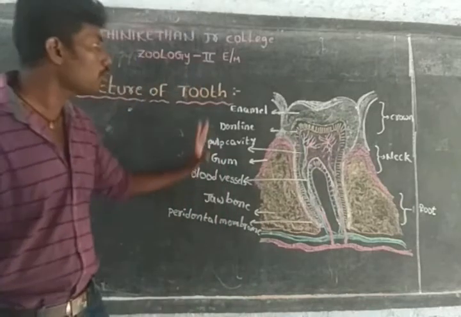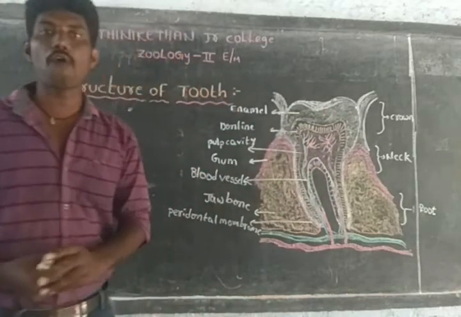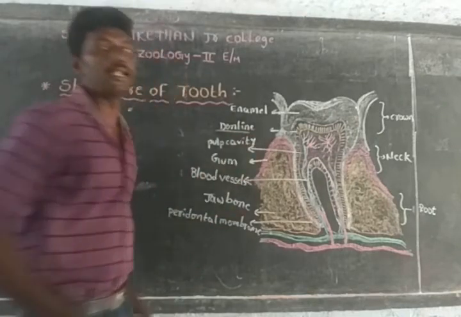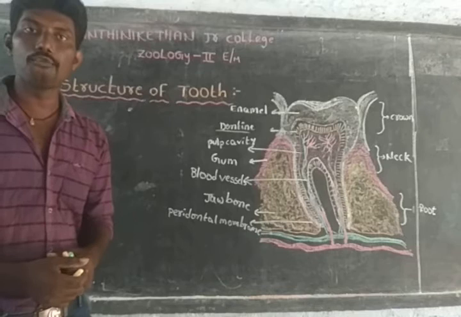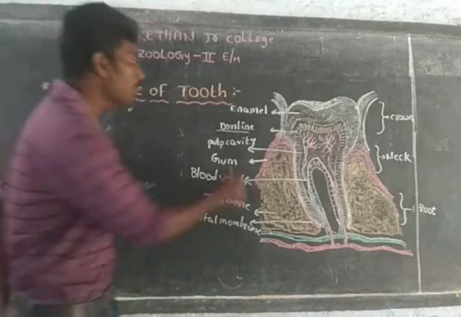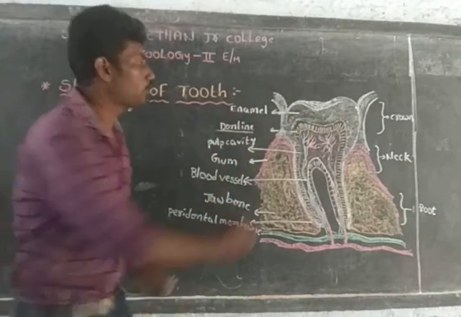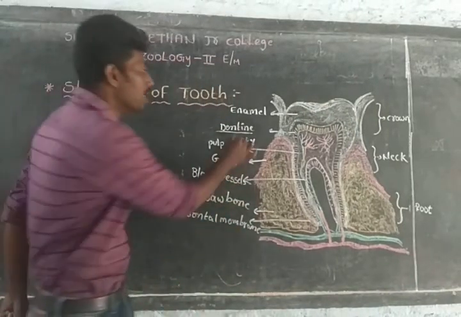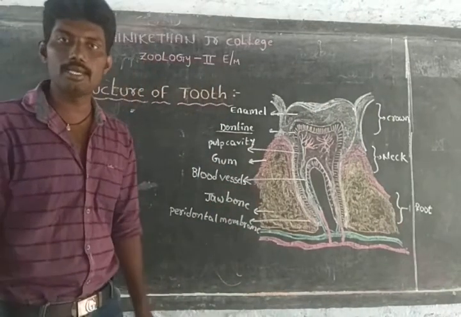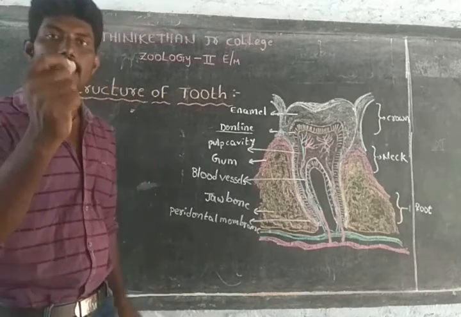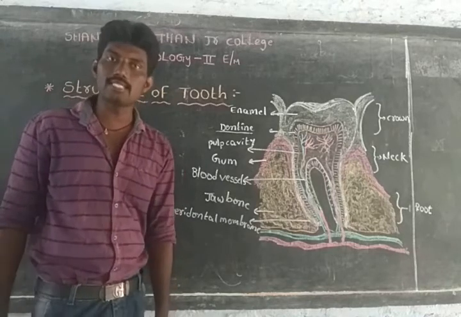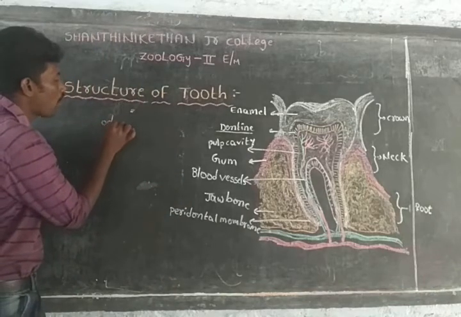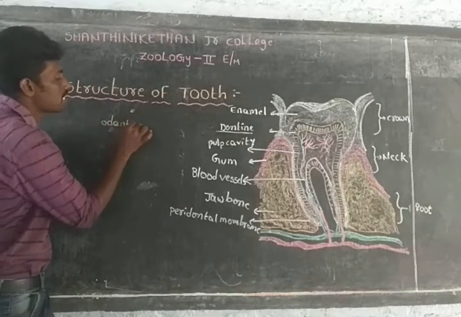Now, the whole tooth is formed by dentine. It is a hard material. The tooth is formed by the hard material named dentine. This dentine is secreted by cells called odontoblast cells.